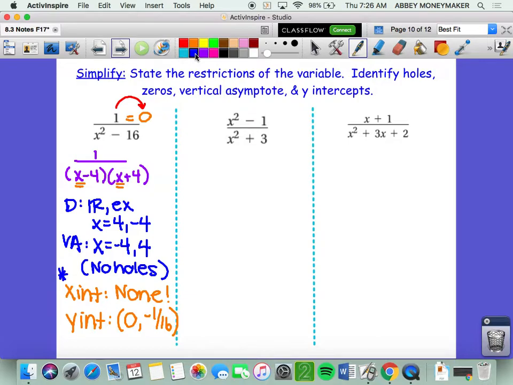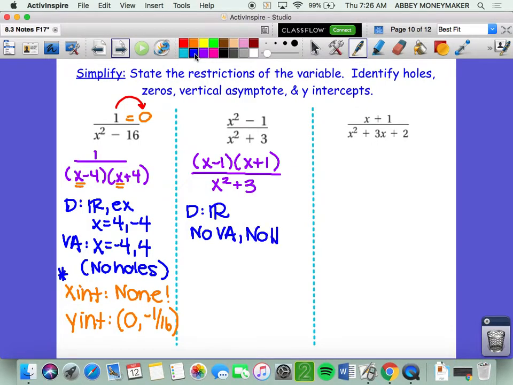Okay. All right, on this next function, let's see if we can go ahead and factor it. The top factors, so we're going to change that to say (x minus 1)(x plus 1) over x squared plus 3. I cannot factor that denominator, and you should also notice that this is a continuous function. So the domain is all real numbers. No vertical asymptotes and no holes.